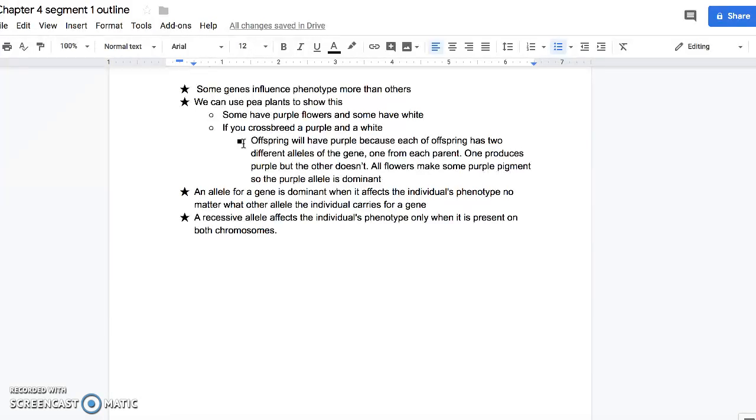One produces purple, but the other doesn't, and all flowers make some purple pigment, so the purple allele is dominant. The plants making purple flowers carry an allele for a protein needed to make a purple pigment, and the plants making white flowers have a different allele for this gene, and that protein doesn't work. An allele for a gene is dominant when it affects the individual's phenotype no matter what the other allele the individual carries for the gene, and a recessive allele affects the individual's phenotype only when it is present on both chromosomes.